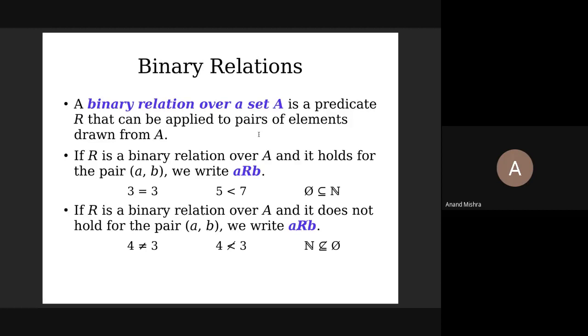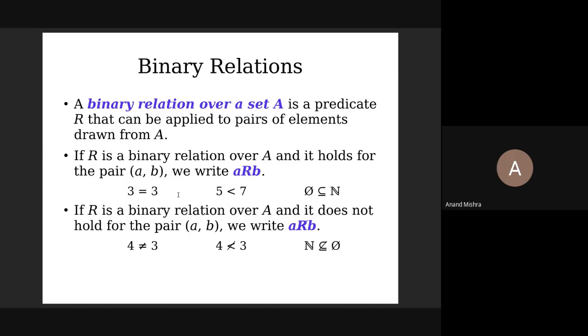For example, let's say we are talking about BTech second year students. The set of BTech second year students will be my set A, and for any two students I can apply the relationship is-friend-of. It may or may not be true, but I can always take two students and check whether A is a friend of B or not, right? So if R is a binary relation over A and it holds for the pair A, B, then we say A R B.